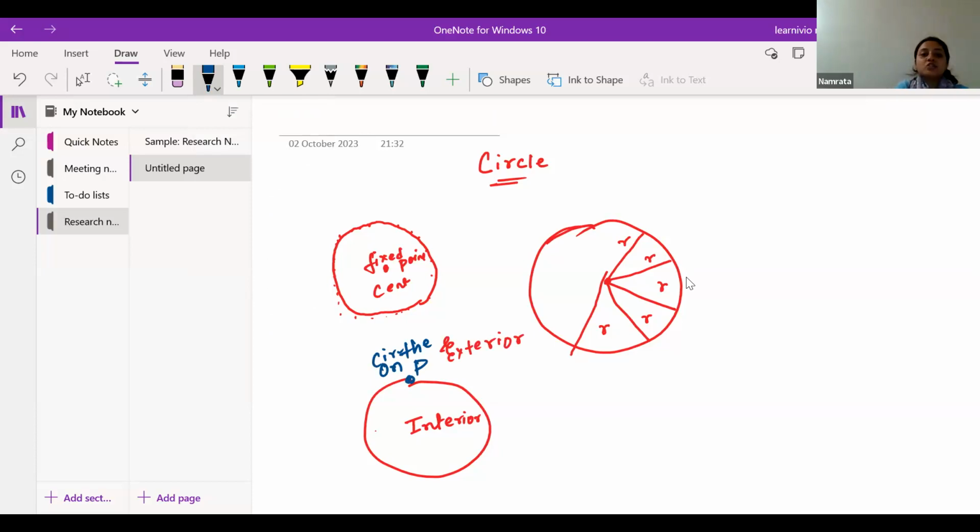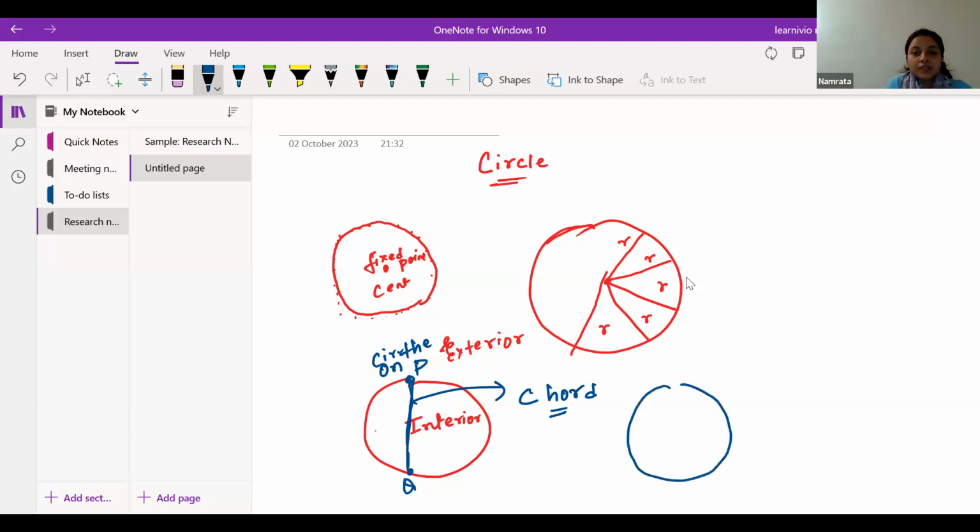Now, whenever we join two points on the circle, let's say this is P and we have one more point Q, and if we join them, this is called the chord of the circle. All right. So a chord is what you get when you join any two points. Now there is a special chord in the circle.